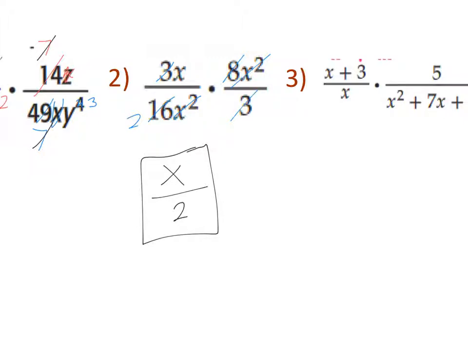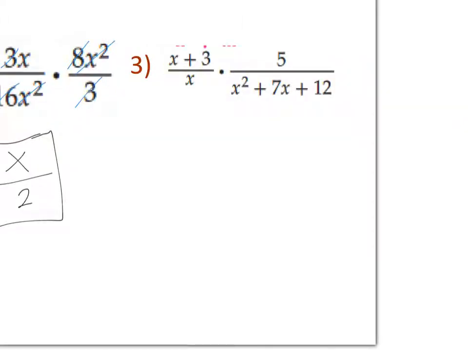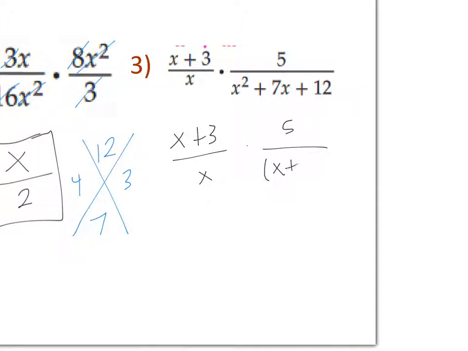Let's take a look at number 3. Okay, 3's got a little bit more going on. I see x plus 3 over x times 5 over x squared plus 7x plus 12. So I actually need to factor that denominator in the second fraction. So factors of 12 that, added together, give me 7, are 4 and 3. So I really here have x plus 3 over x times 5 over x plus 3 times x plus 4.